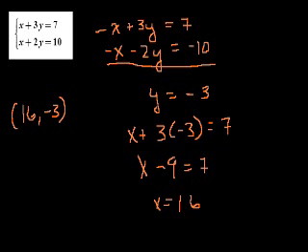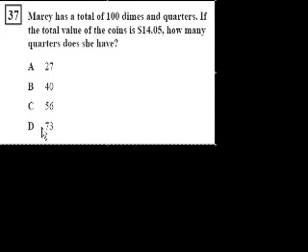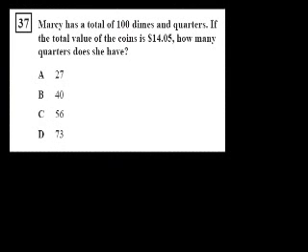All right. Problem 37. Marcy has a total of 100 dimes and quarters. If the total value of the coins is $14.05, how many quarters does she have?